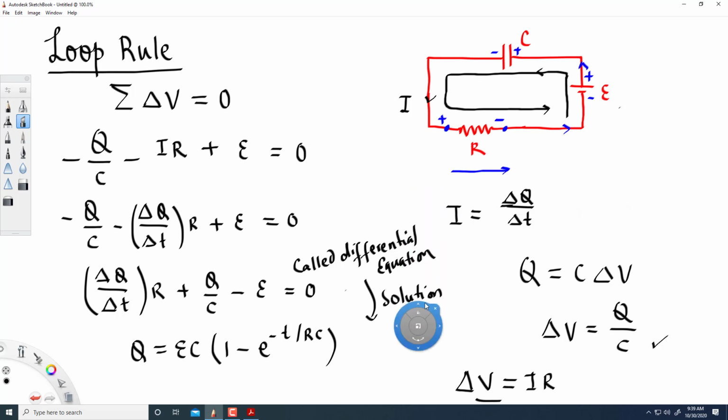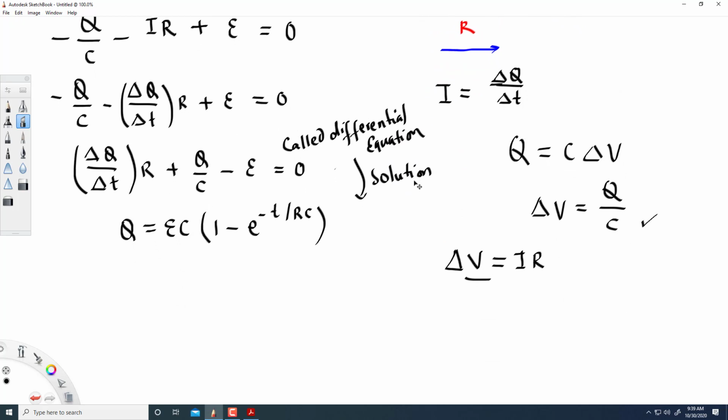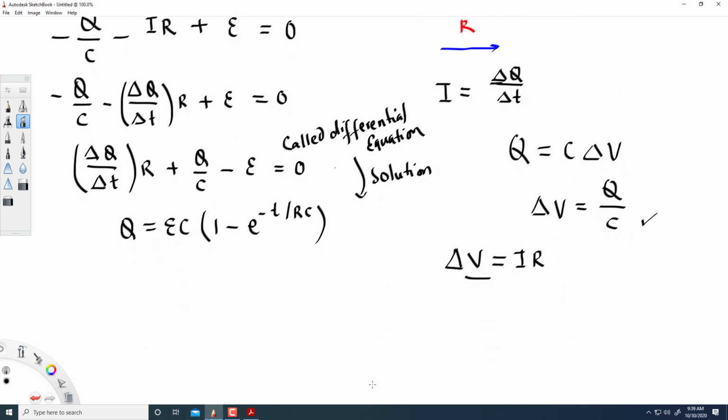You said that E is the same thing as delta V? Yes. So let me tell you the difference between E and delta V of the battery. Let's say we have a battery, that's the picture of a battery. We have positive side here, negative side here. There may be some internal resistance in the battery.